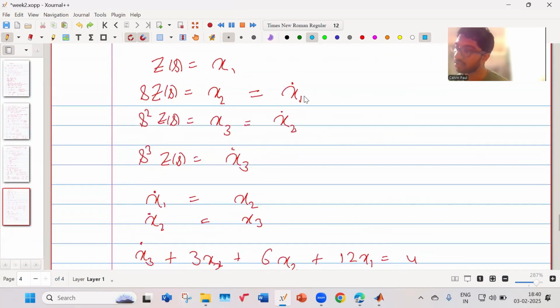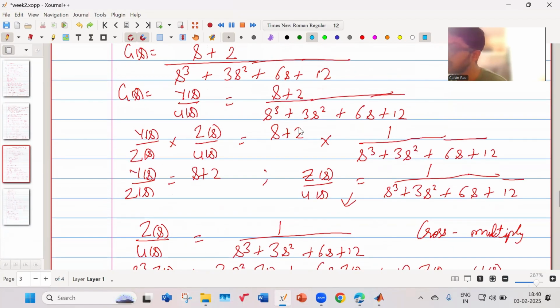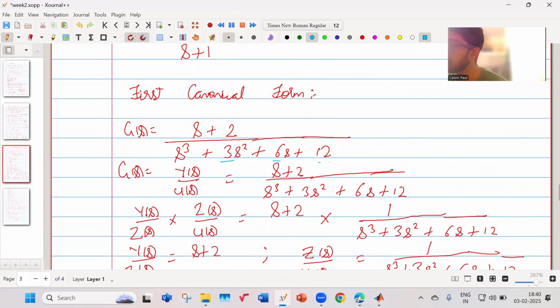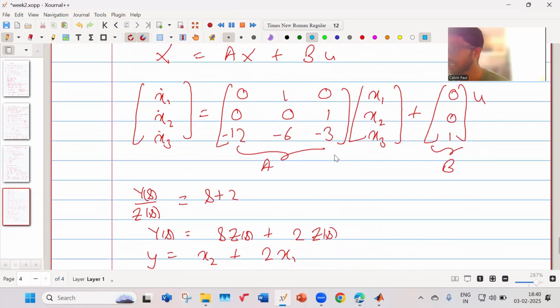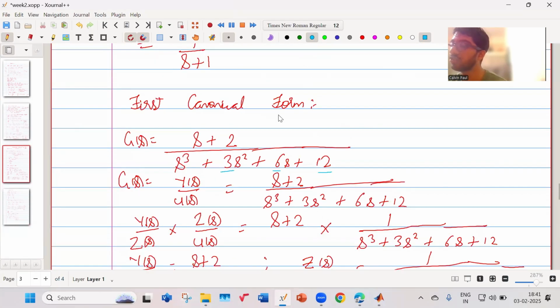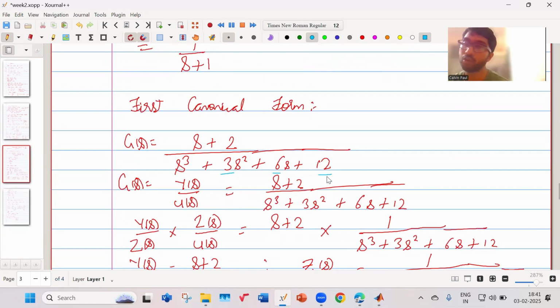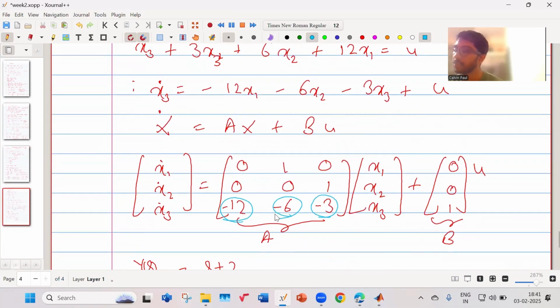So the A matrix, okay, let us see. This is s cube plus 3s square plus 6s plus 12. If you see the A matrix, it is minus 3, minus 6, minus 12. So from this you can get an idea roughly. These are actually the coefficients of your characteristic polynomial, and they are appearing in the last row of the A matrix. So this you can also use to check whether your representation is correct or not.